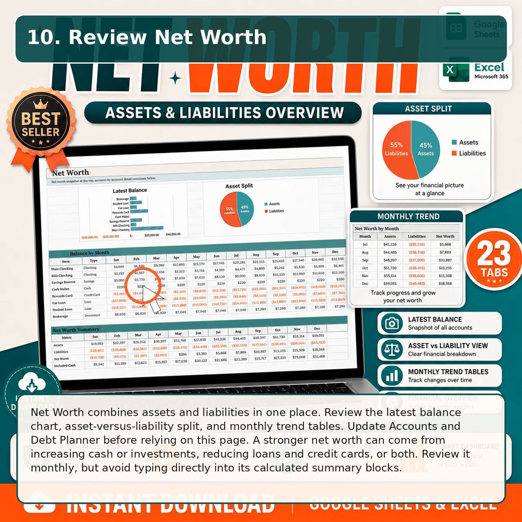Net worth combines assets and liabilities in one place. Review the latest balance chart, asset versus liability split, and monthly trend tables. Update accounts and debt planner before relying on this page. A stronger net worth can come from increasing cash or investments, reducing loans and credit cards, or both. Review it monthly, but avoid typing directly into its calculated summary blocks.